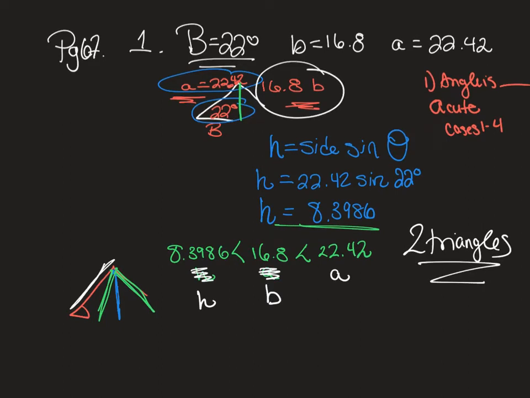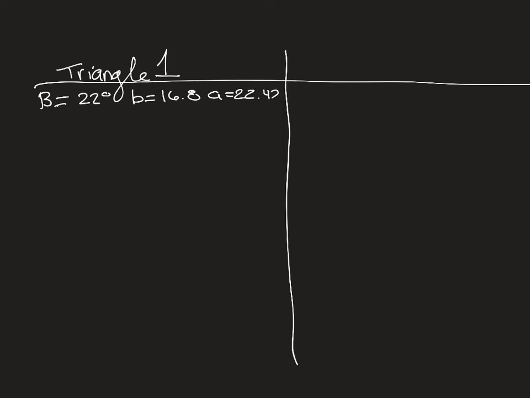So let me grab a new page. I personally like to do this in a table. It makes things come out a lot easier for me. So what I always do is I'm going to do one triangle, then I'm going to do the other triangle. So let me split this in half because it's all going to connect to one another in a second. The first one I'm going to call triangle 1. What we know right now, I'm just copying out the problem, is that big B equals 22 degrees, little b equals 16.8, and little a equals 22.42.